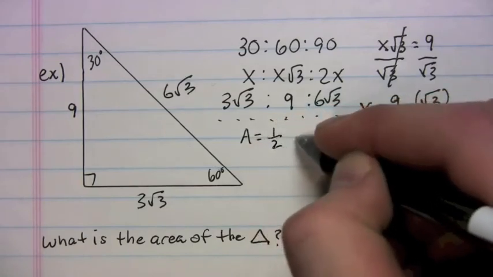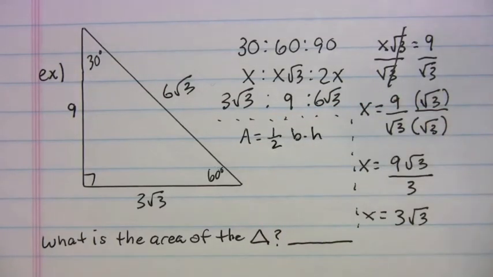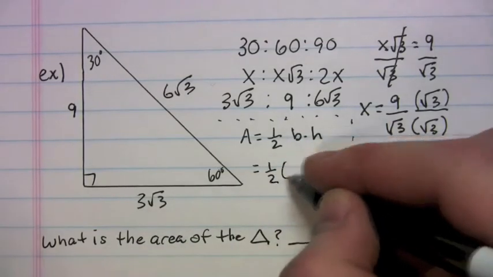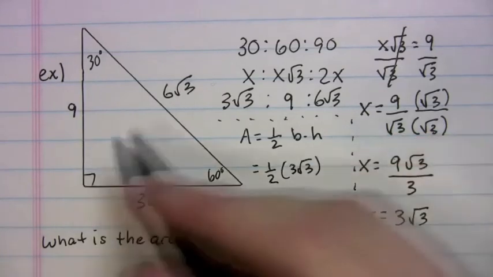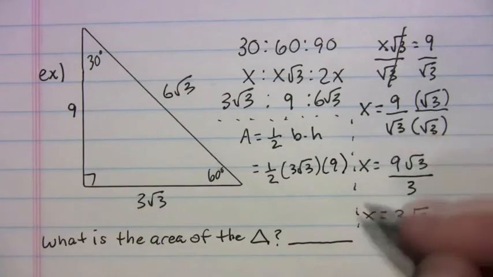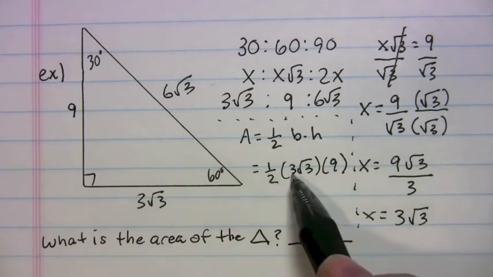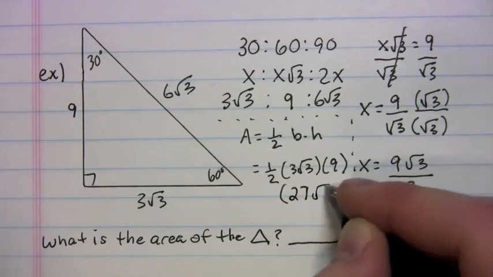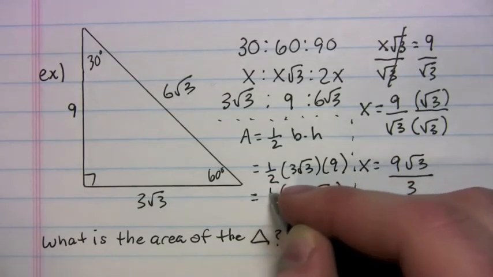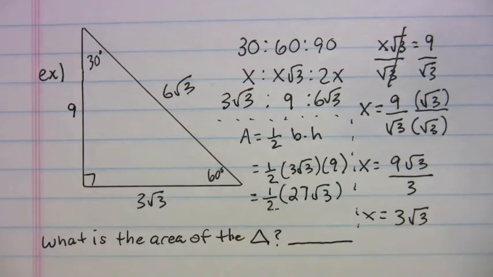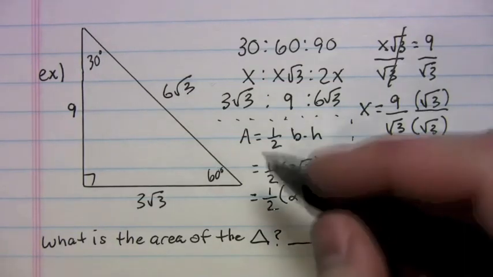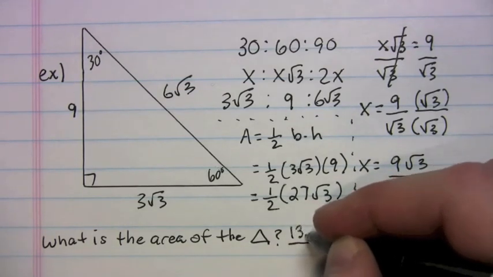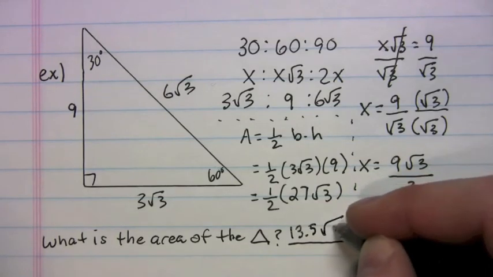Area is 1/2 base times height. So let's plug in what we know. 1/2, what's our base? 3 radical 3. Our height is 9. So when we multiply here, 3 radical 3 times 9 is just going to be 27 radical 3 times 1/2. And it came out kind of ugly right here, so I'm just going to leave it. I guess you could do it. We'll do 27 times 1/2 is 13.5 radical 3.